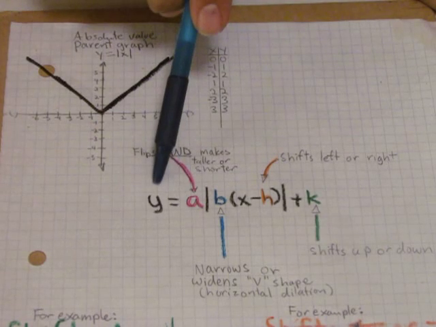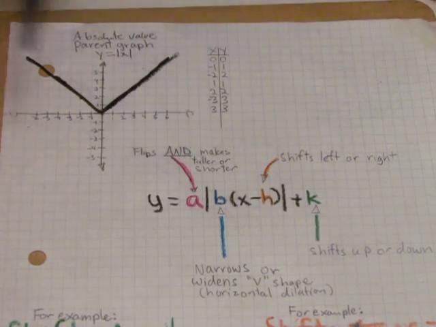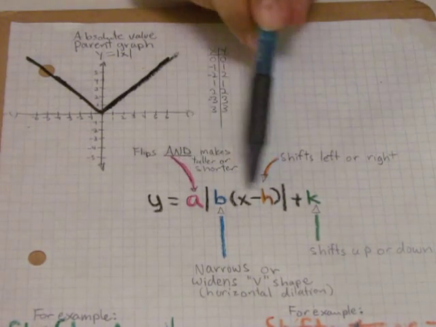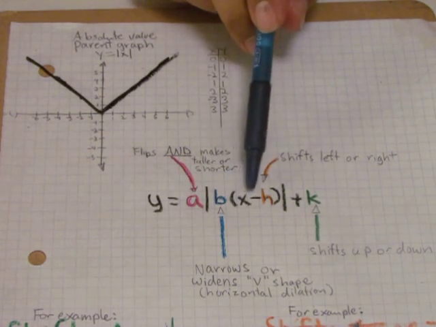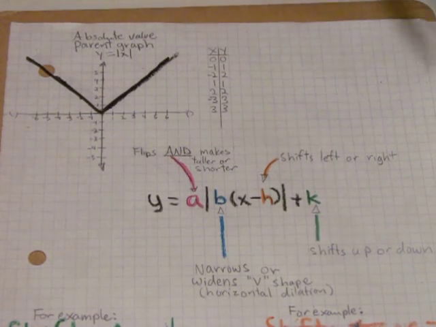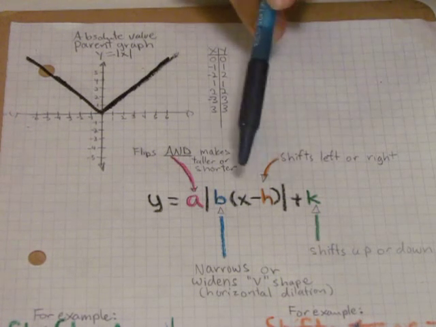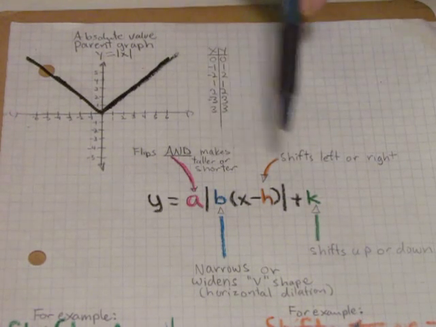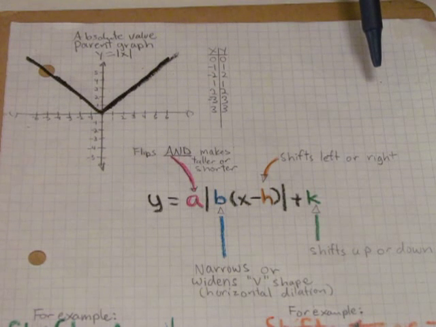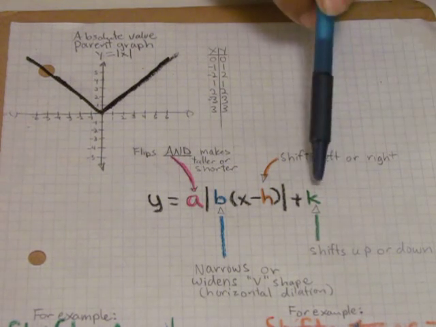Now, let's take a look at this. y equals a times the absolute value of b times x minus h, and then you have plus k. Now we have a bunch of different letters because they represent different things that we can do to the absolute value graph. We'll start with k.